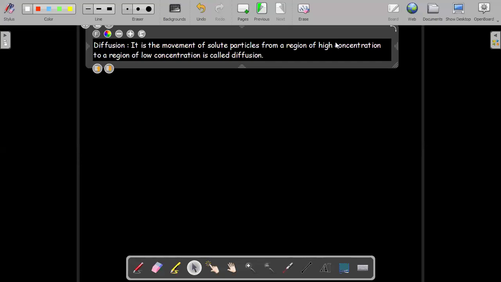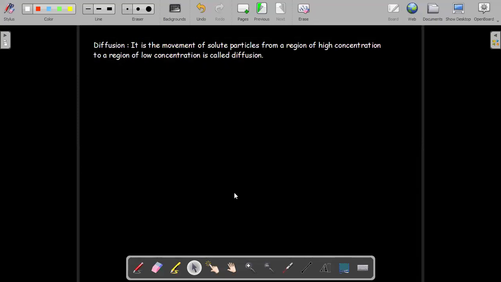Can you give any examples of this? Sir, if we spray perfume in the air, we can smell it after some meters also. Yes, if you spray perfume in a room, the concentration of perfume is high at a certain corner, then it diffuses to all the places of the room. You can smell it everywhere. So the particles of the perfume move everywhere.